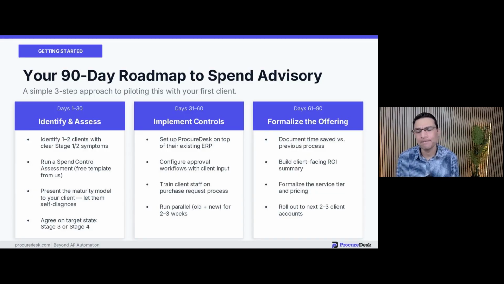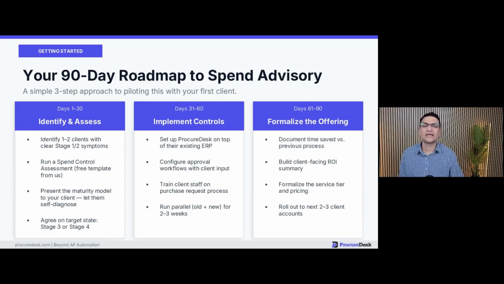Number one is we'll do a focused assessment, right? This is where many of you said we have 1 to 2 clients who might fit the bill for advisory service. That's exactly what we suggest. You look for 1 to 2 clients with clear stage 1 to 2 symptoms. You help them run a spend control assessment, for which we have included the template within here. And then you present the maturity model to the client and say, here's where you are, and here's how you can go to the next level. These are the opportunities for you to move to stage 3 or stage 4.